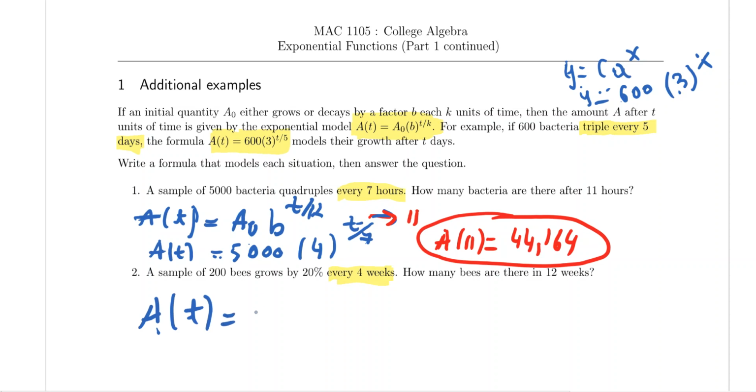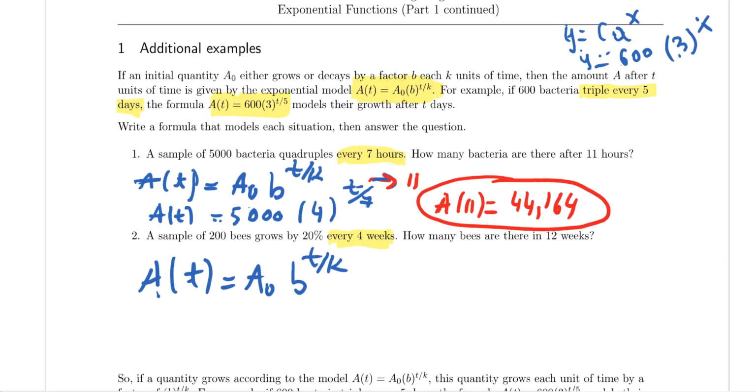A of T equals A naught times B to the T over K. You should write the formula so that you remember it. So the amount of bees, you start with 200, so A0 is 200. Your B, the growth factor, you have to pay attention here. They're giving you the growth rate, 20%. So from the previous lecture, you know that when the rate is 20%, the growth factor will be 1.2. And then T over 4.